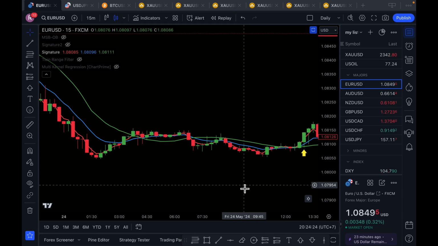I use TradingView for my analysis, but I trade on MT4. I do not execute the trades on TradingView. I execute the trades on MT4, and I'll show you how to do that.